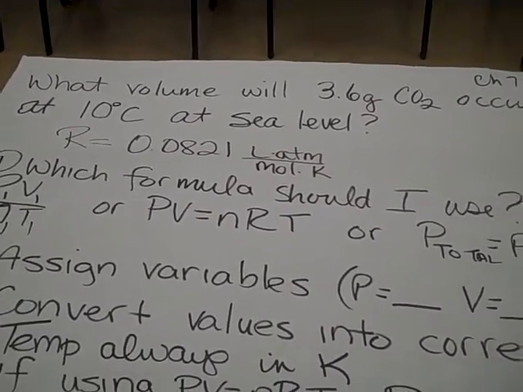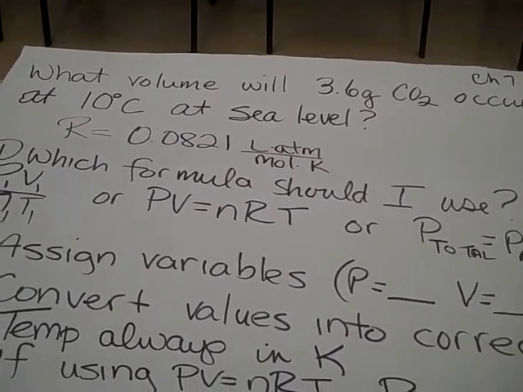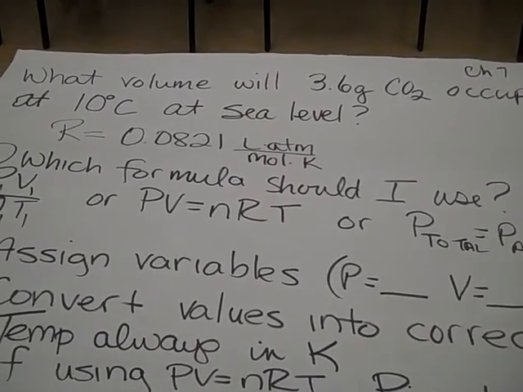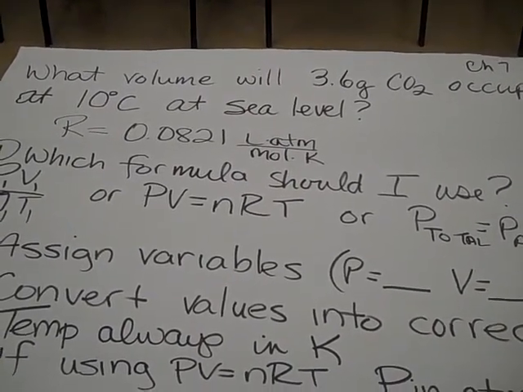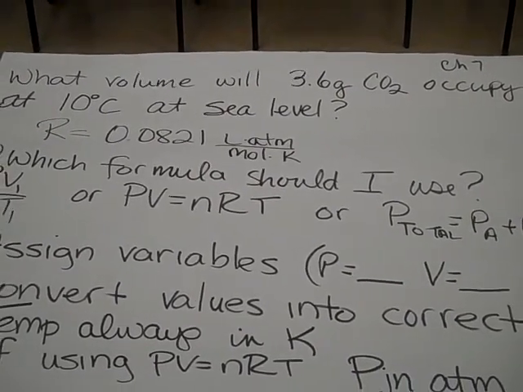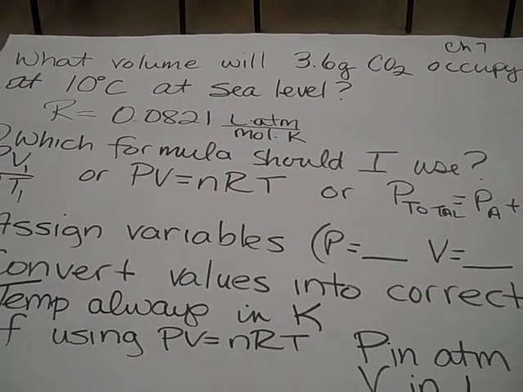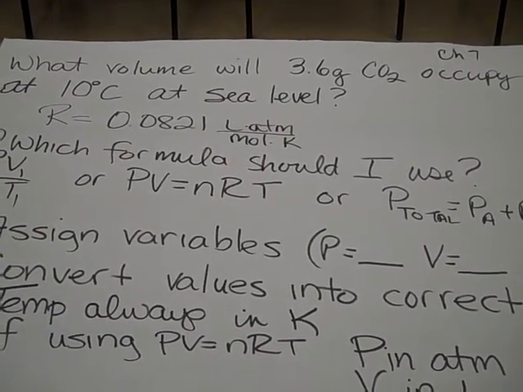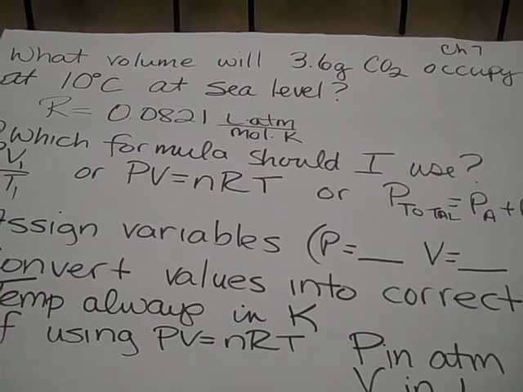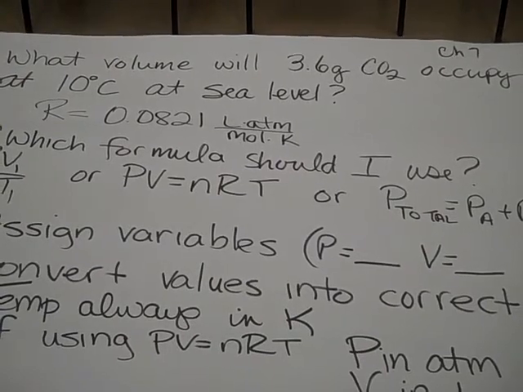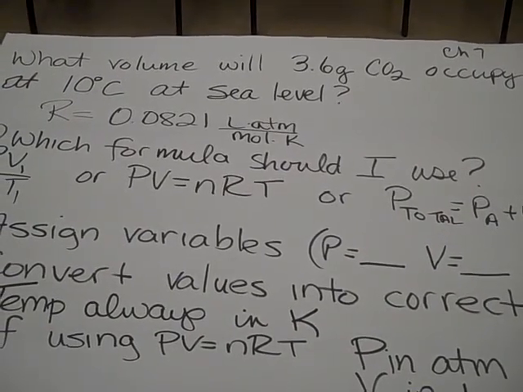The problem asks, what volume of gas will there be for 3.6 grams of CO2 at 10 degrees Celsius at sea level? What volume will 3.6 grams of CO2 occupy at 10 degrees Celsius at sea level? And we're given the R value, the gas constant, is equal to 0.0821 liters atmospheres over mole Kelvin.